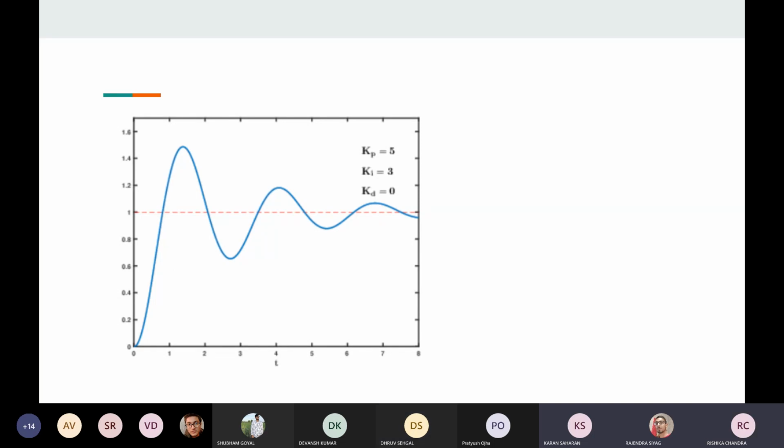Is it clear now? And if KD is increased, then the altitude is decreased. We'll come to that KD thing. Integral control is clear now, right?